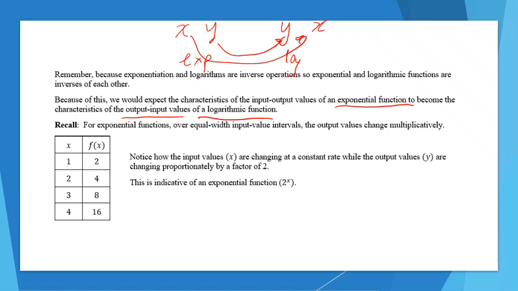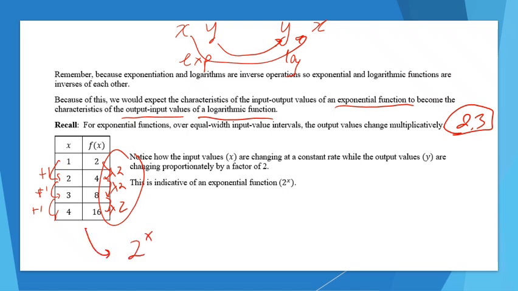So this is 2.3. Remember, for exponential functions, over equal length input values, so these are equal length, they're all 1 apart, plus 1, plus 1, plus 1, the output values change proportionately, or multiplicatively, but we'll use the word proportionately here. In this case it's changing by a factor of 2. And this is obviously the exponential function we looked at before, just 2 to the power of x.